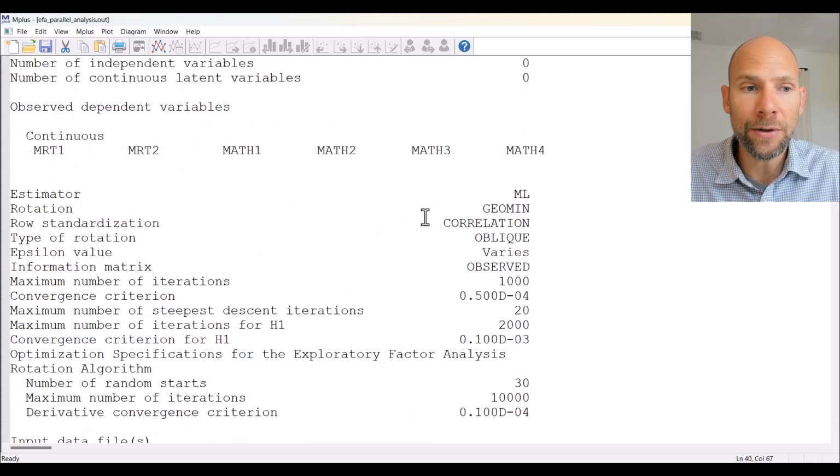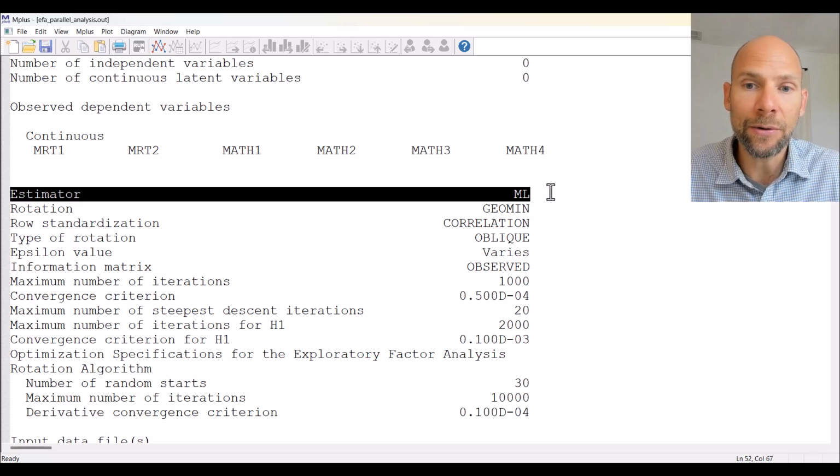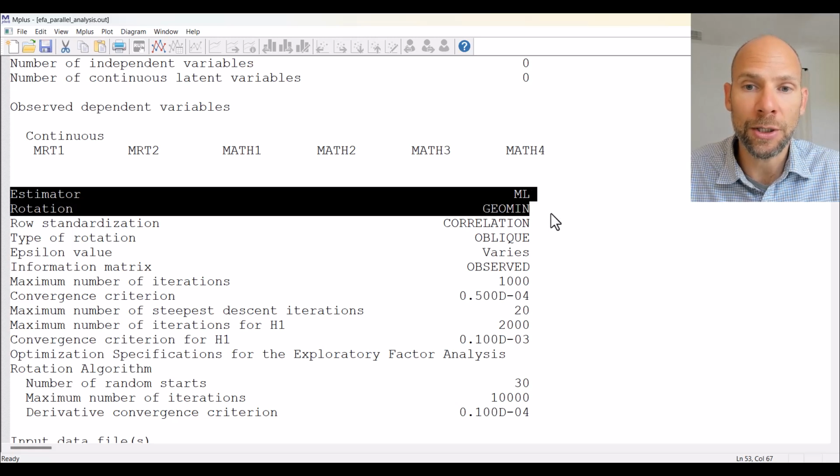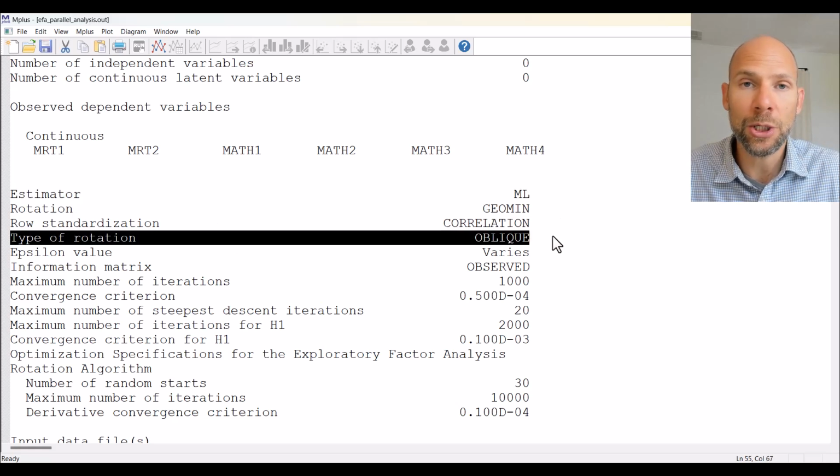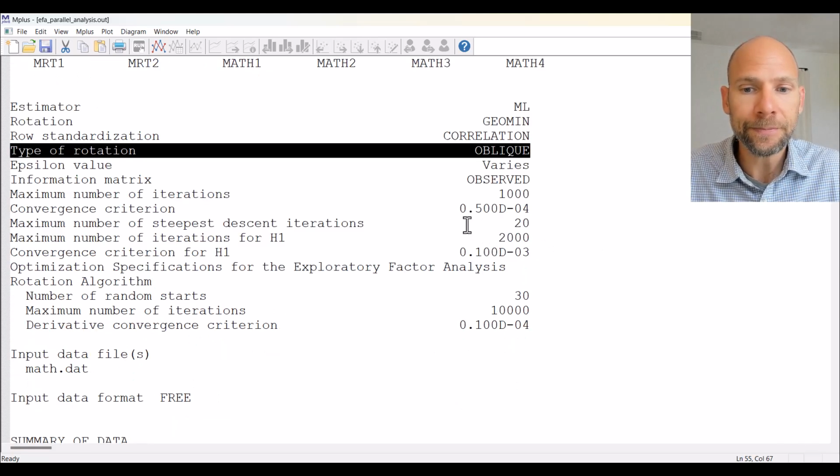When we scroll down, you can see that by default, Mplus uses a maximum likelihood factor analysis with an oblique rotation called geomin. So the factors are allowed to correlate after rotation, and that is typically what we want. So we want typically an oblique rotation, not an orthogonal rotation, because an orthogonal rotation would assume that the factors are uncorrelated, and that's typically not realistic.